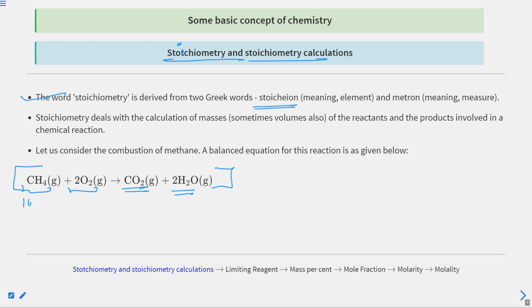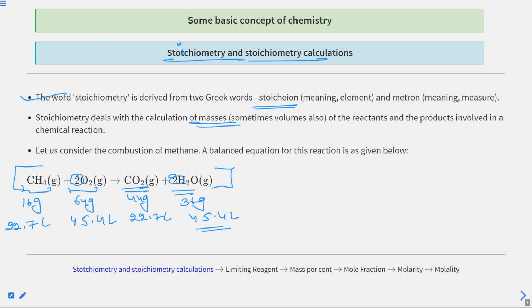In terms of mass, 16 gram of CH4 is reacting with 64 gram of O2 and forming 44 gram of CO2 and 36 gram of H2O. And in terms of volume, 22.7 liter of CH4 is reacting with 45.4 liter of O2 and forming 22.7 liter of CO2 and 45.4 liter of water. So in terms of volume, mass, molecules and moles, these numbers that are placed in front of reactants and products are named as stoichiometric coefficients.